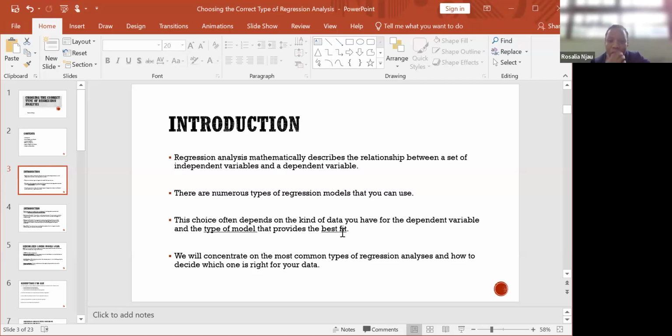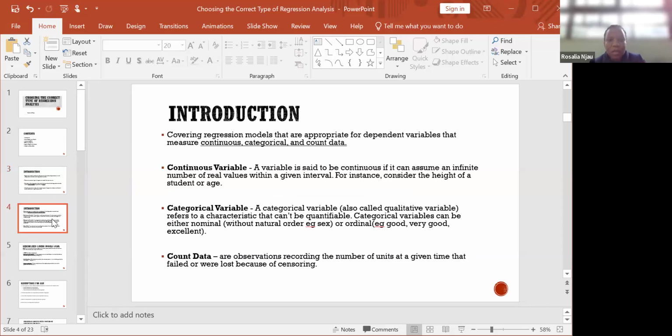So when you're trying to choose which model you will use, we concentrate on the dependent variable. And not only that, but we'll also look at the type of model that provides the best fit. So we'll concentrate on the most common types of regression analysis and how to decide which one is right for your data.